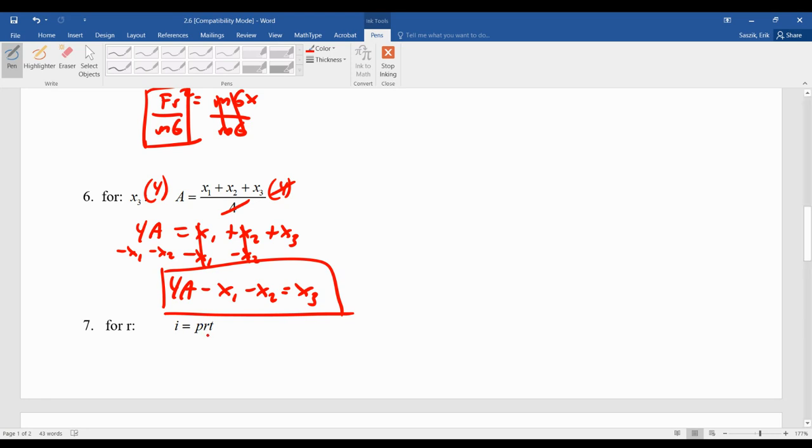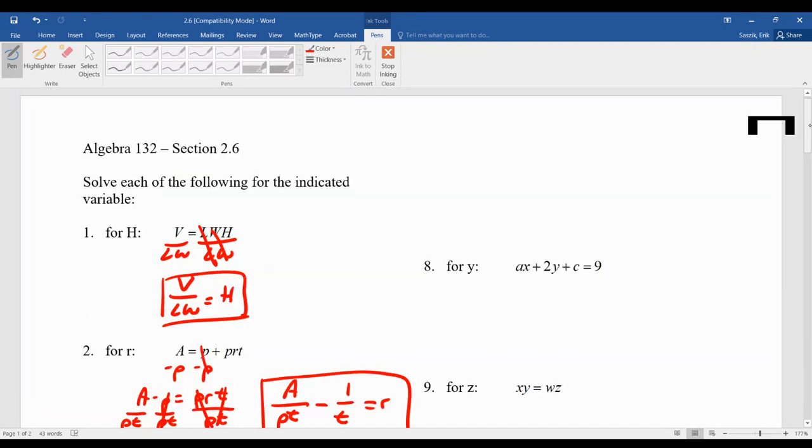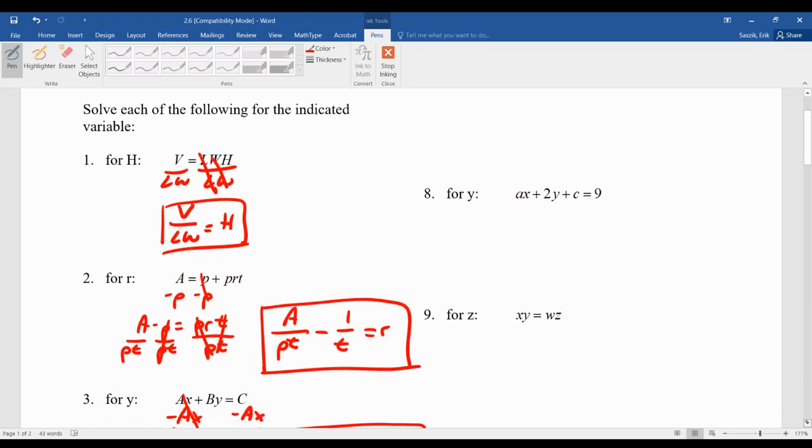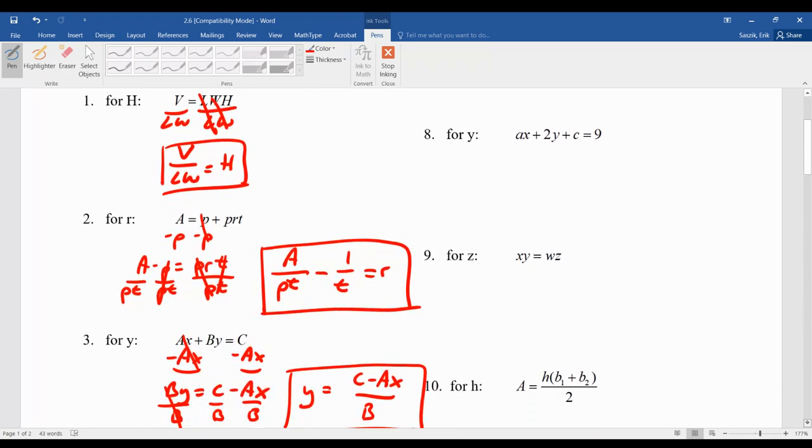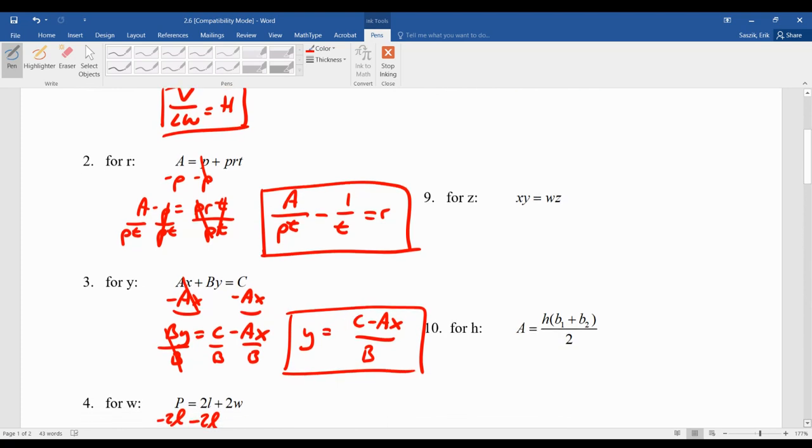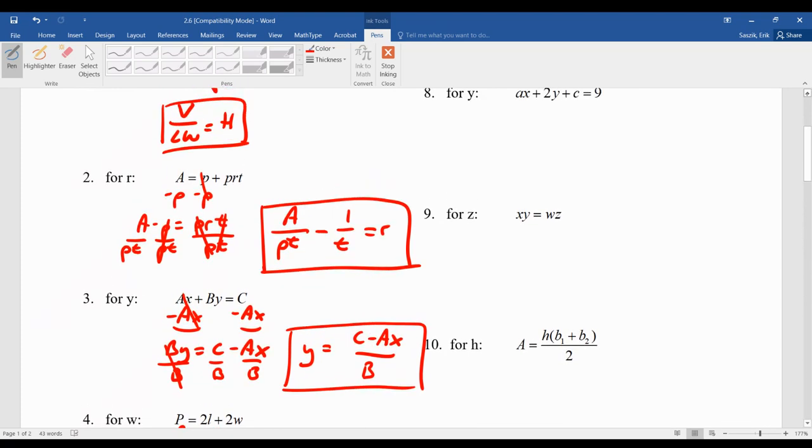Oh, this one's simple. This is too easy for you guys. Solve for r. Just divide by p and t, right? So I over pt equals r. Okay, number 8. Whoops, it got scrolled a little bit too far away.